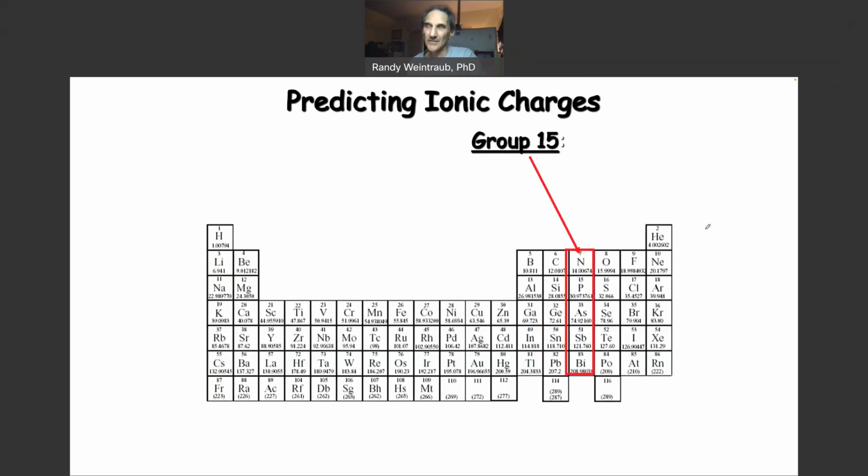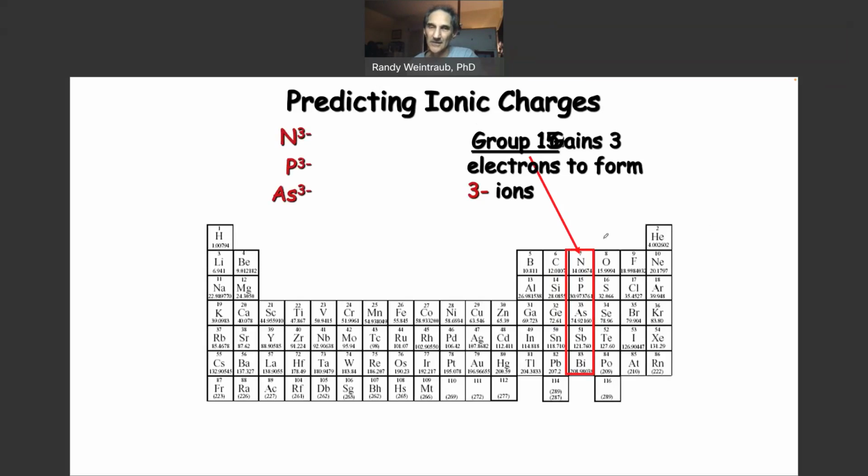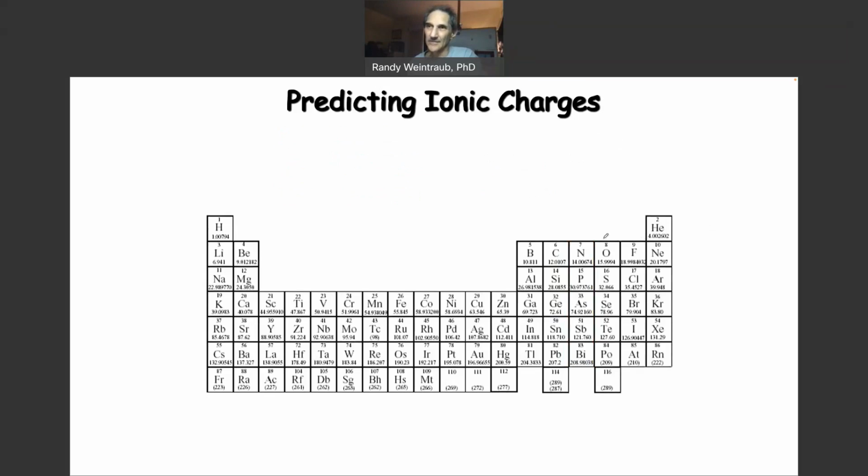Group 15, however, or 5A, can gain 3 electrons, satisfy their octet, and become a -3 anion, as shown here. And notice the names here: nitride, phosphide, arsenide.